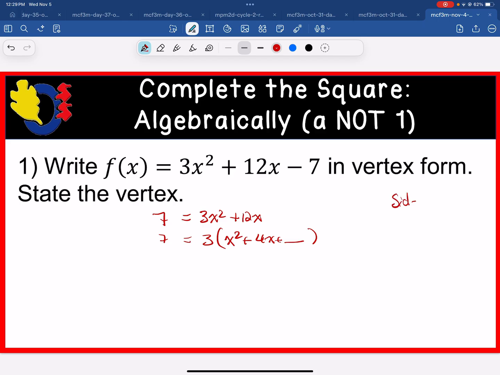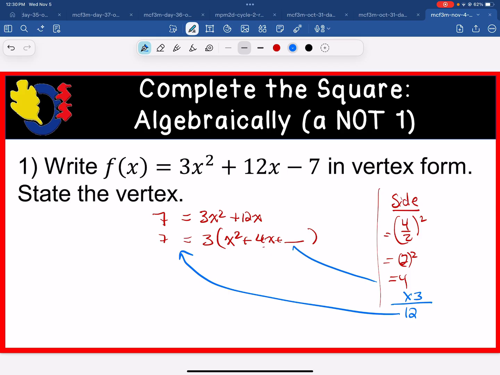This is where a little side calculation comes in. I'm going to take half of the 4x, so 4 divided by 2, and we're going to square it. So that's 2 squared, which is 4. And then that extra step is I have to multiply this by 3 because I took that 3 out, divided by 3, to keep everything in balance. So this 12 is going to go over here, and this 4 is going to go in here to make the perfect square. So 7 plus 12 is equal to 3 bracket x squared plus 4x plus 4.